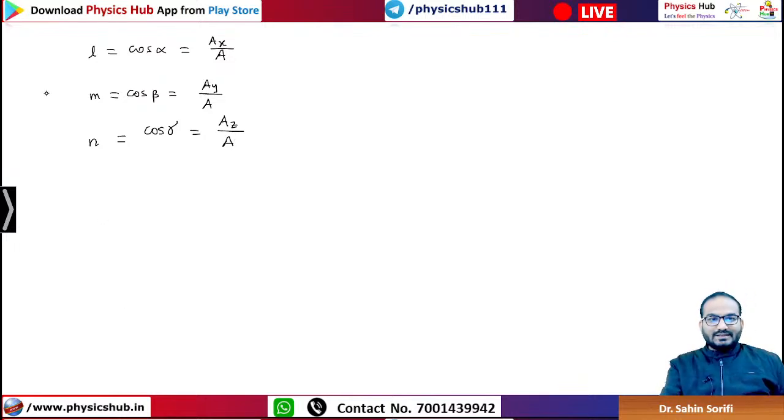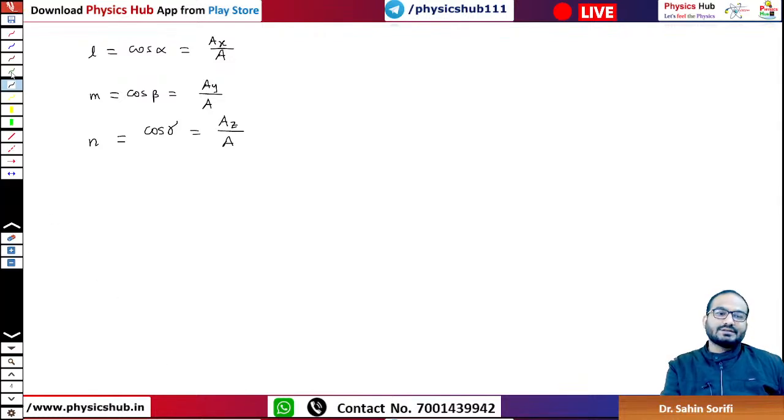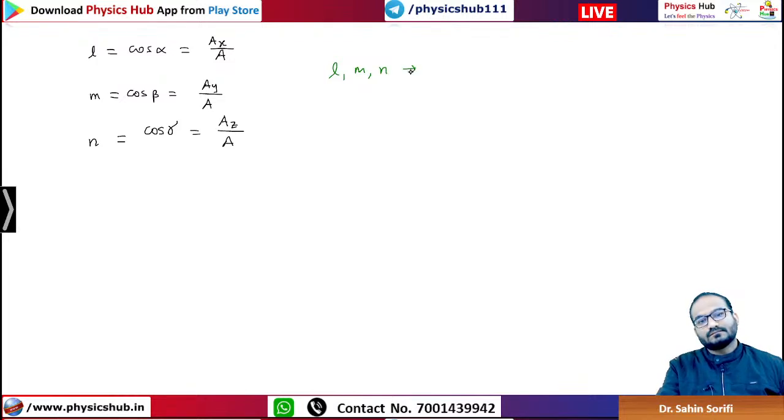That is why we write the direction cosines of A: L equals cos alpha. This is the direction cosine, and what is its value? Ax equals A cos alpha, so it is Ax upon A, where A is the magnitude of vector A. Similarly, M we write as cos beta, that is Ay upon A, and N we write as cos gamma, which is nothing but Az upon A. These L, M, N are the direction cosines of vector A.